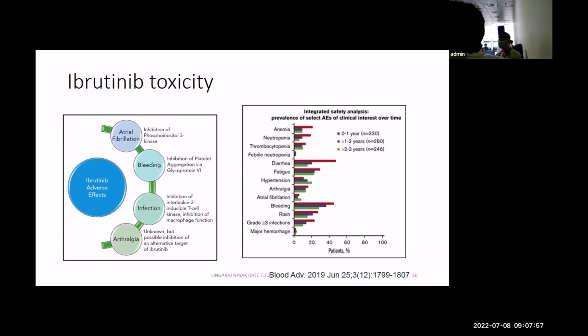Why is it important? Again, that will lead to something called cardiovascular outcomes, that will lead to atrial fibrillation. So everything is connected like that. So this is important to understand how the toxicities behave based on the years of use of ibrutinib.